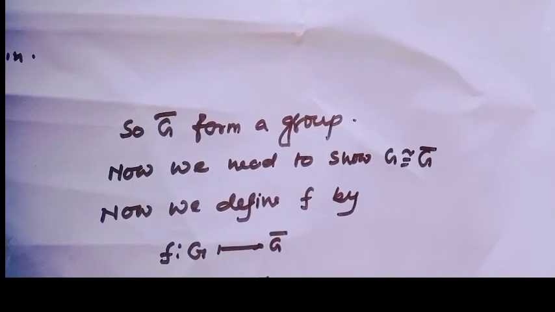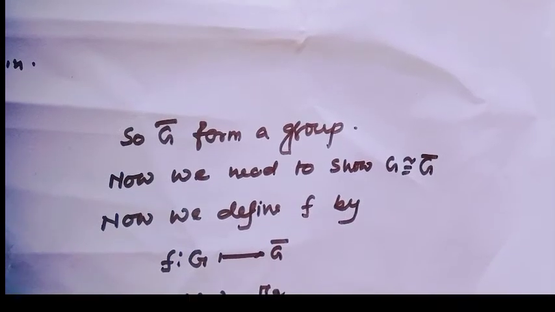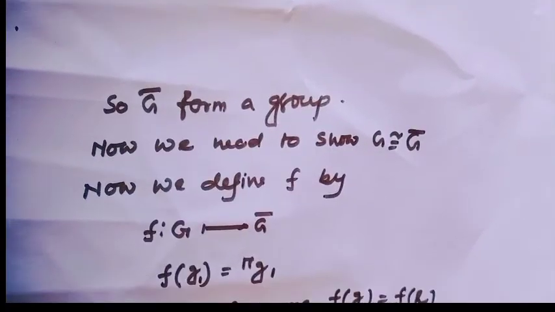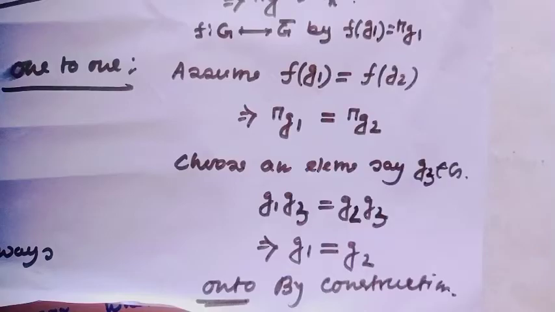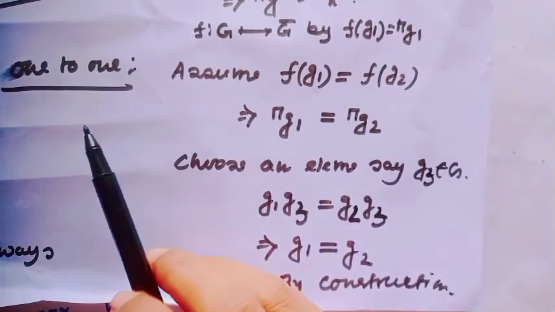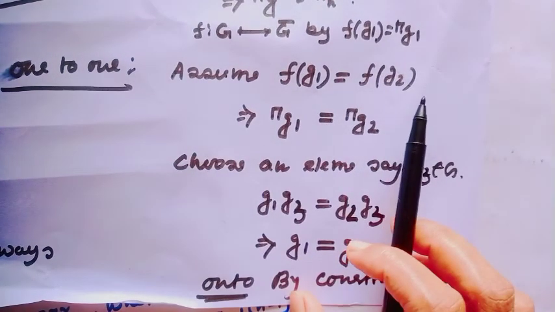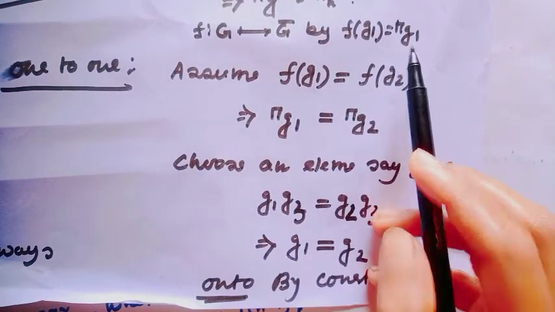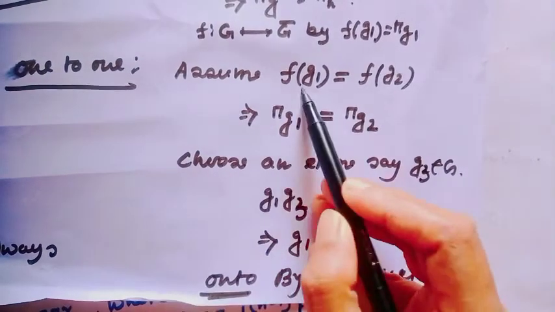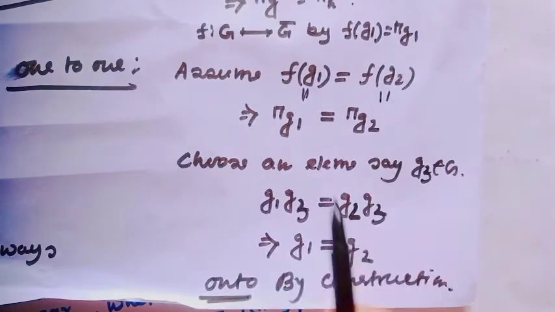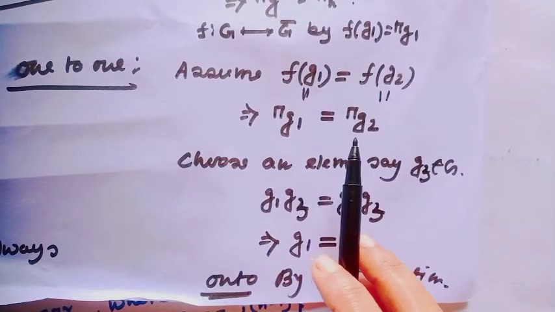At first, define f by f(g1) from G bar such that f(g1) equals π(g1). Now we have to show this mapping is one to one. Assume f(g1) equals f(g2). By the defined mapping, this is equal to π(g1) and this is similar to π(g2). That means π(g1) equals π(g2).